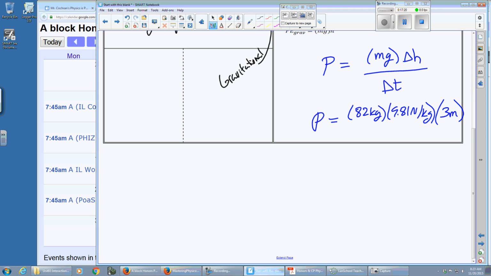What was the height of the stairs you guys climbed yesterday? 2 meters? Yours was 3? Okay.